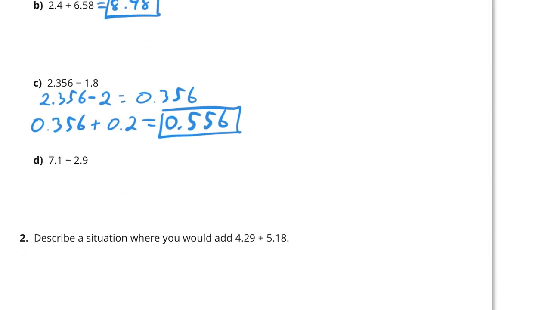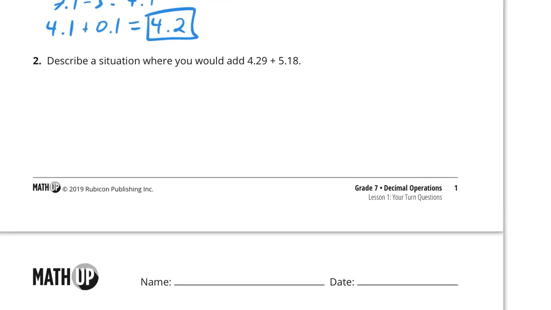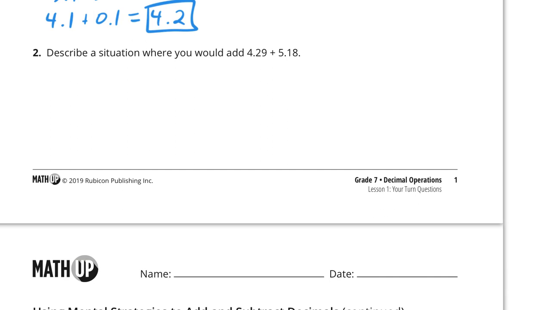And the last one for number 1, I can see again that 2.9 is very close to 3. So let's make this easier on ourselves and just change the question to an easier version of it. 7.1 minus 3 is going to be 4.1. Don't leave it there though, because you took away too much. So let's add back on that 1/10, and you'll end up with 4.2. And there it is.